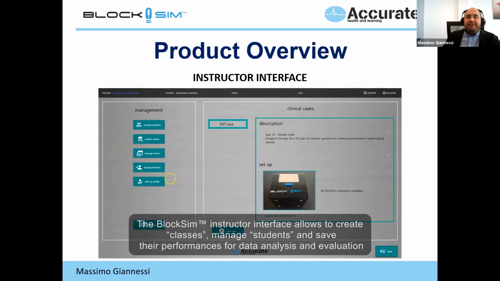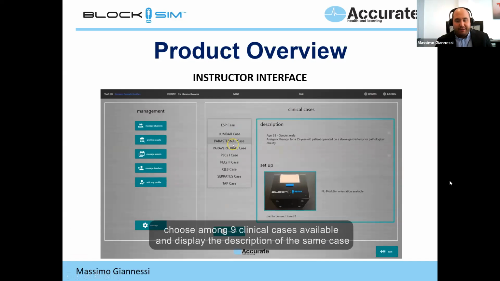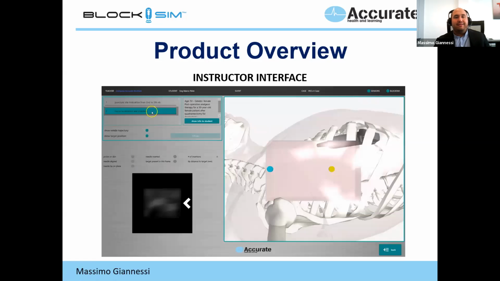Now, this is how the instructor interface, what is installed on the computer, looks like. The instructor is able to manage classes, to decide the relations between students and teachers, and also to decide which kind of block you want to simulate, and look at the description of the case. By the way, we'll see it during the hands-on because it will be live. This is another picture from the instructor interface.